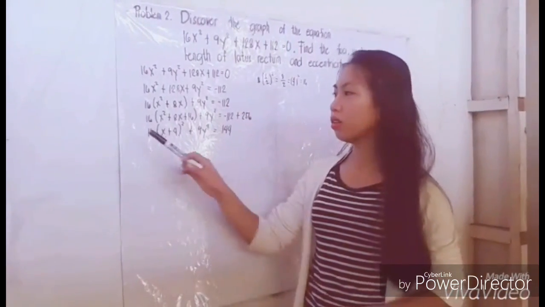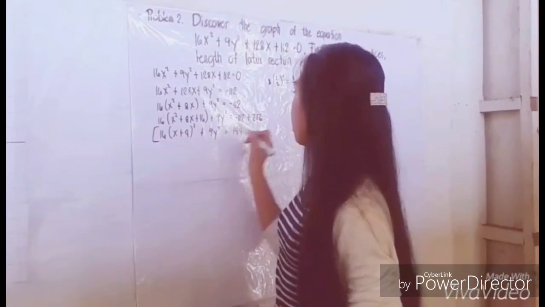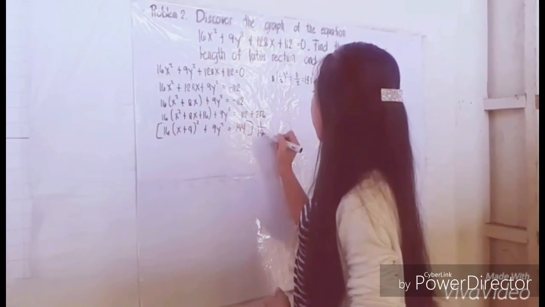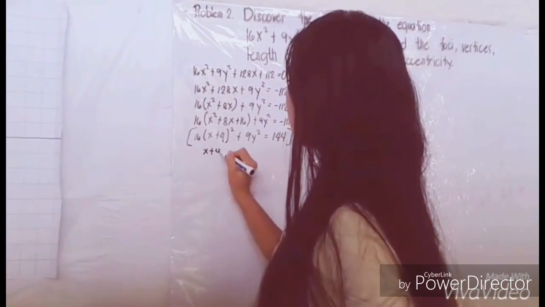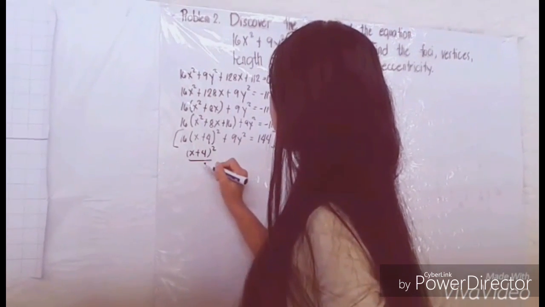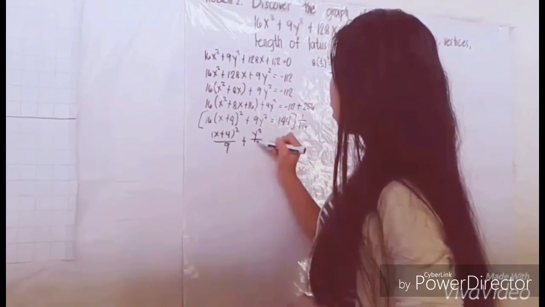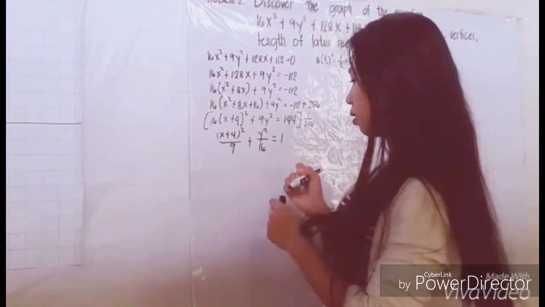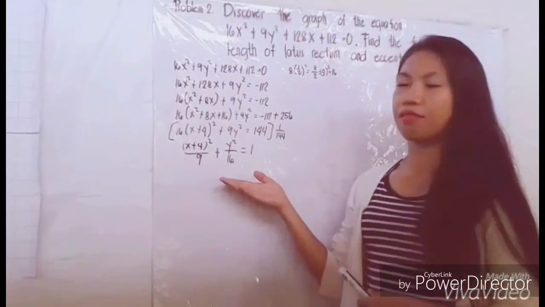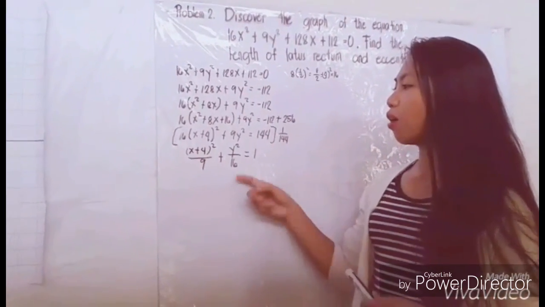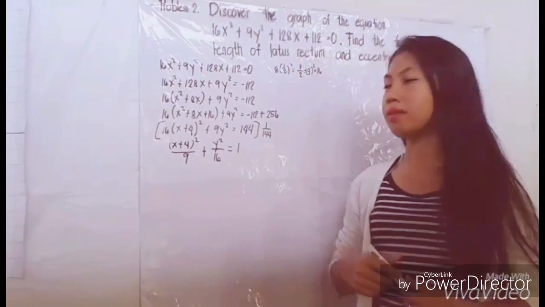Divide the whole equation by 144 to have an equality. So we have x plus 4 squared over 9 plus y squared over 16 is equal to 1. This is now the standard form of this equation, and we can see on a graph that this is a vertical major axis since the larger denominator lies along the y-axis. And we all know that a is always greater than b.